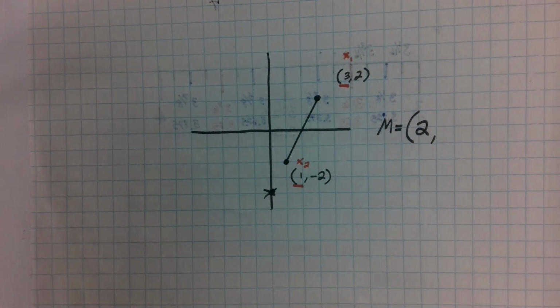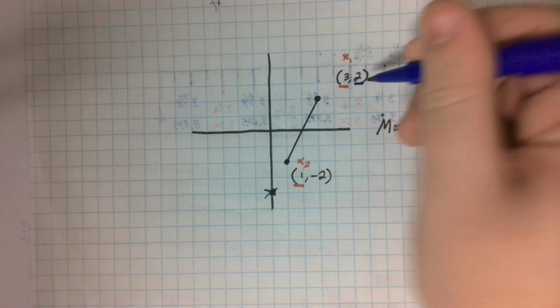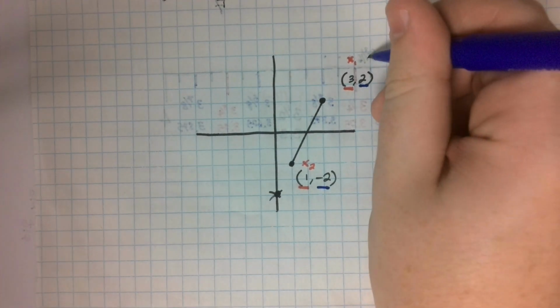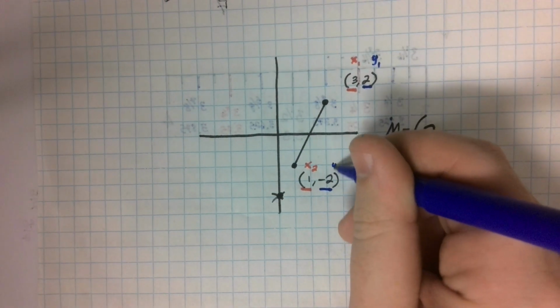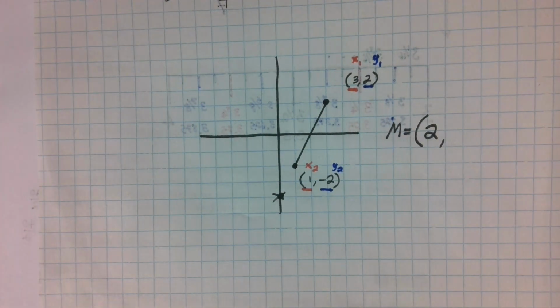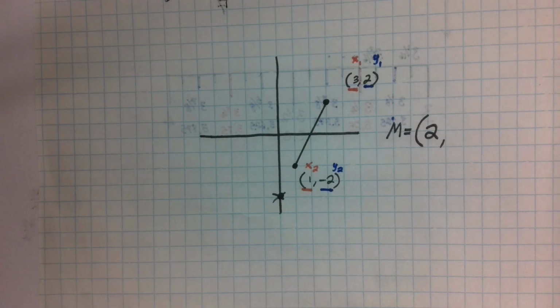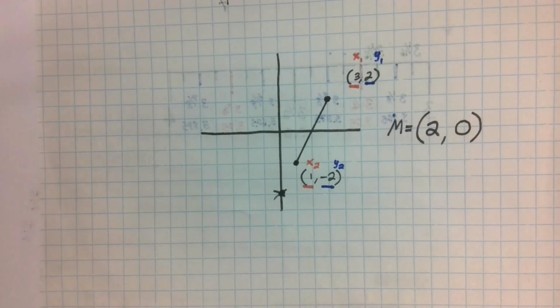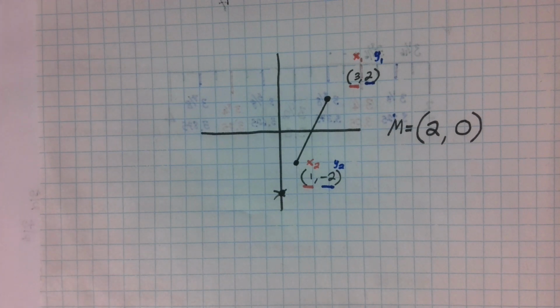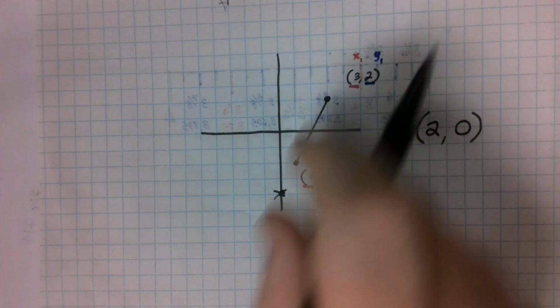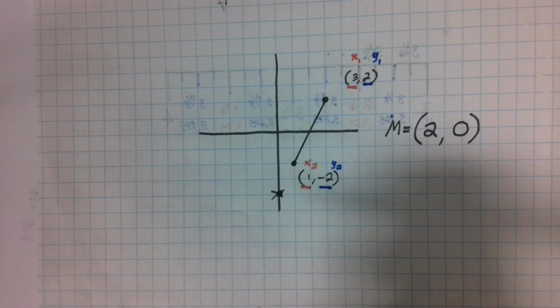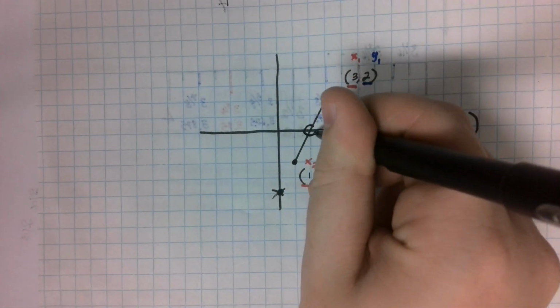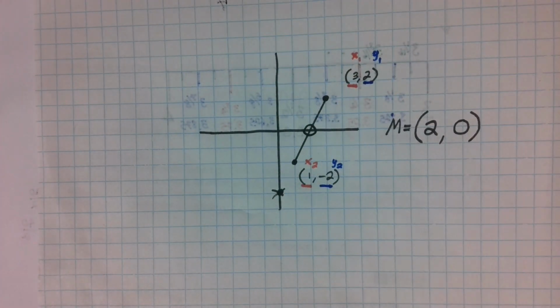We can do the same thing with our y variables. What's exactly halfway between 2 and -2? Well, both of them are 2 away from 0, so 0 is the middle. We just found the midpoint, and all we had to do was find the middle of the x values and the middle of the y values. If I look on the graph, this is where our midpoint is, and it looks to be the exact middle.